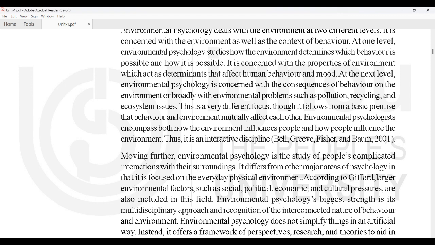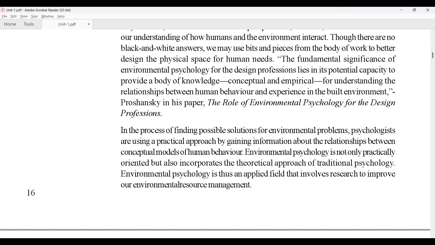Environmental psychology does not simplify things in an artificial way. Instead, it offers a framework of perspectives, research, and theories to aid in our understanding of how humans and the environment interact. Though there are no black and white answers, we may use bits and pieces from the body of work to better design the physical space for human needs.